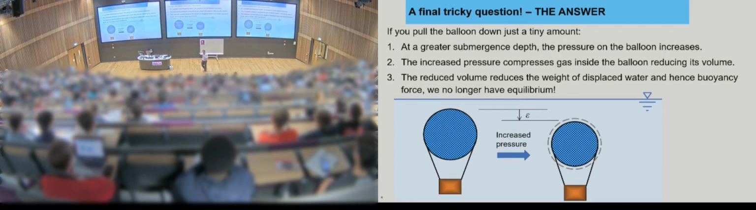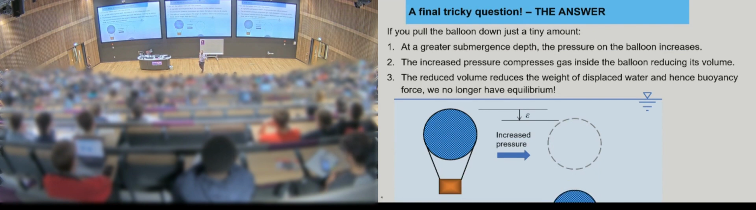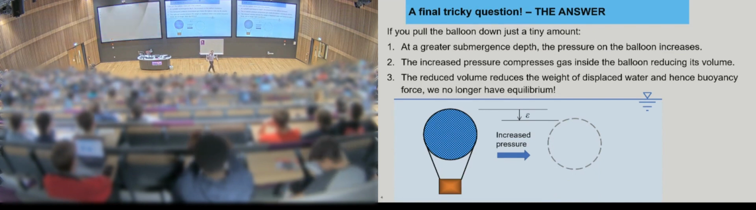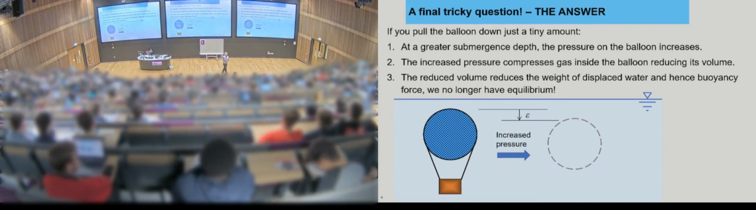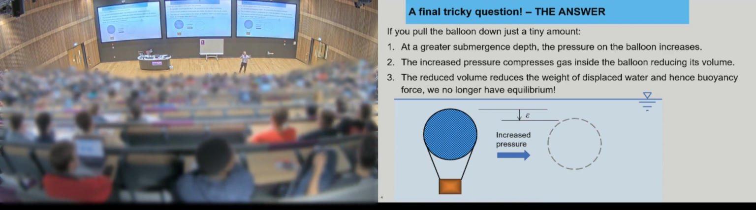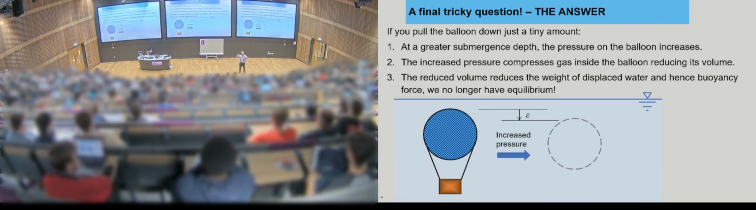It's no longer in equilibrium, so the balloon will go down. Just by moving the balloon down a tiny bit from its equilibrium, it then shoots down because we've changed the pressure, we've changed the volume. Hence, we've changed the weight of water displaced and the buoyancy force.